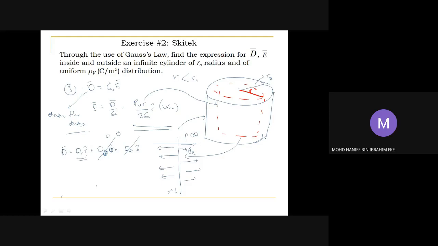Is that clear in my explanation? Okay, I understand. Thank you, Rehan. Thank you very much. Again, my question is, is it okay for you to proceed on your own for the region of r bigger than R0 to find the D and E? R bigger than R0, which is outside the cylindrical structure. Is it okay for you to do it on your own?